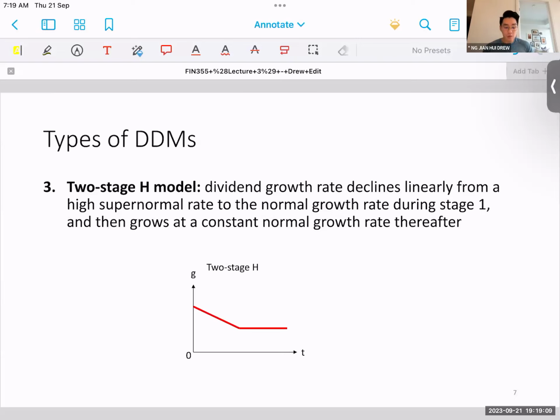Okay, so now we go back. Now the third model we think about is the two-stage H model. This H model comes about because what we saw just now, a sudden drop in growth, is not very natural. In most cases, there is a gradual drop. This is the part where it gets a bit tricky. So it drops gradually, almost like a triangle, declining kind of linearly in this regard. And we'll see how to calculate this.